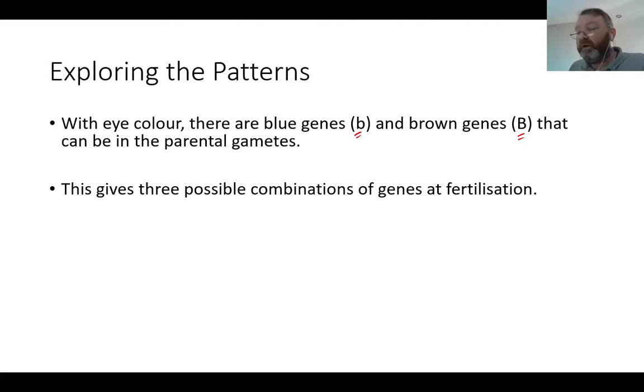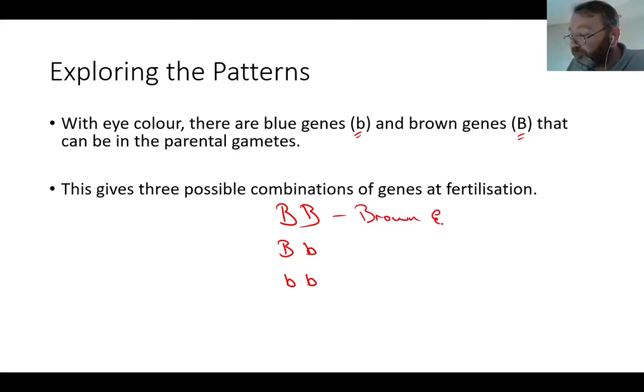Think about it. You could have a big B with a big B. In other words, dominant brown from mom, dominant brown from dad. You could have dominant brown from mom and recessive blue from dad. Or you could have recessive blue from mom and recessive blue from dad. Now, in this situation, they're the only combinations that can take place at fertilisation. So what does that mean? Brown eyes, because once there's a dominant gene there at all, it's expressed. Now, no dominance, so both of them are recessive, and this child will have blue eyes.